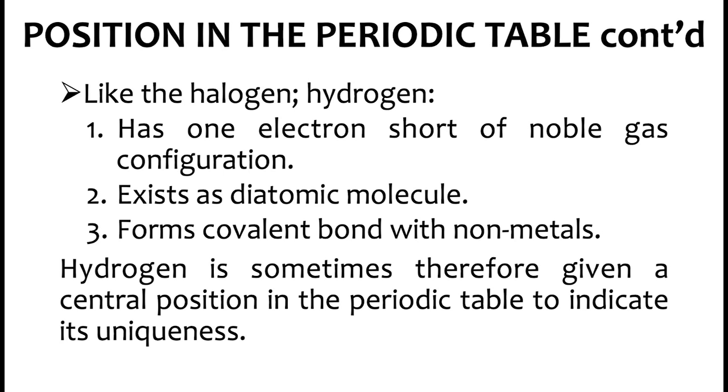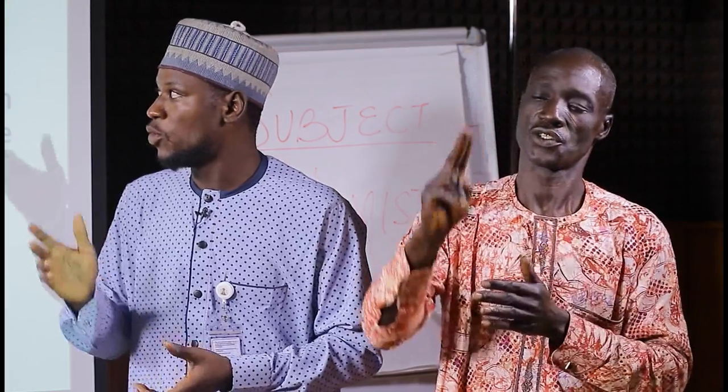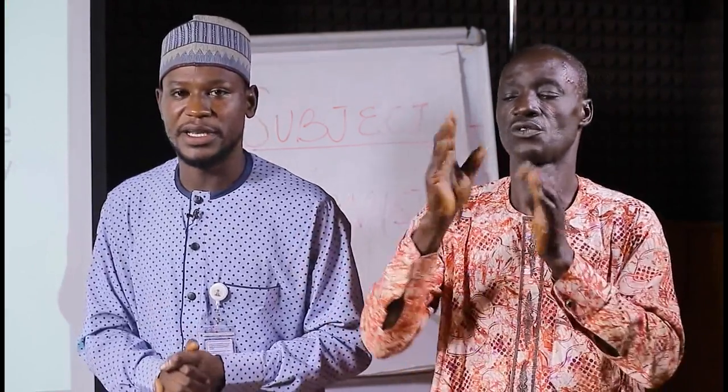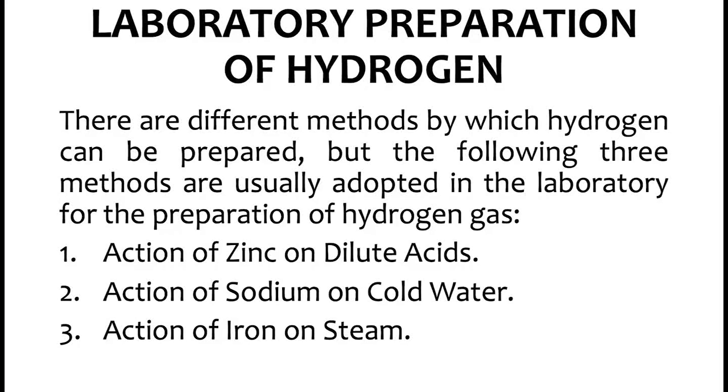So due to these properties that hydrogen has, it is therefore sometimes placed in a central position in the periodic table because it cannot perfectly fit group 1 and it does not perfectly fit group 7. So that is to show you how unique hydrogen is. We move to how we prepare hydrogen in the laboratory. We have different methods of preparing hydrogen, but there are 3 methods that are generally adopted in the laboratory. The first one is the action of zinc on dilute acids.